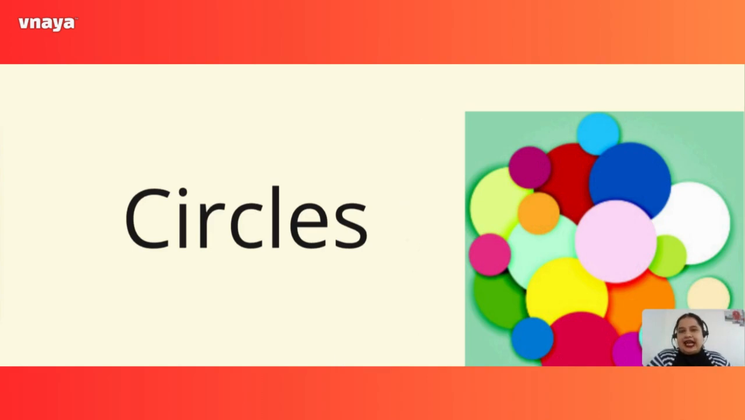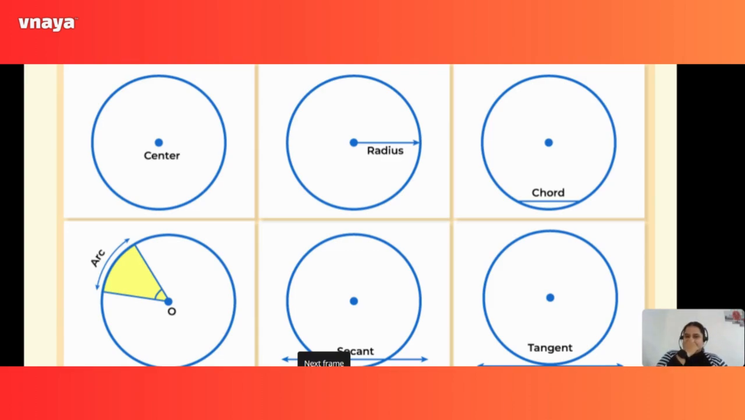Now, let's try to understand the different parts of a circle. As you can see over here, a circle has various parts. First of all, the center. The center is the point from which the radius of the circle throughout will remain the same. The question arises, what exactly is the radius? So radius is the distance from the center all the way to its boundary.